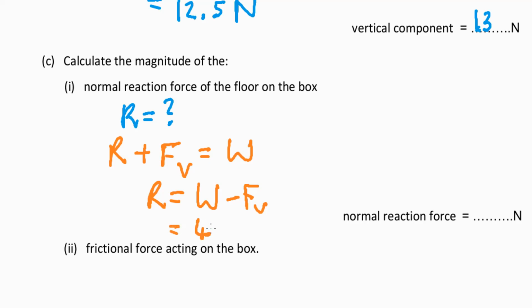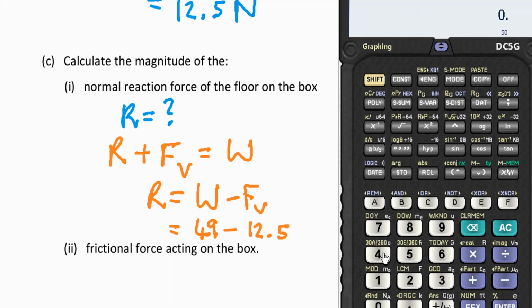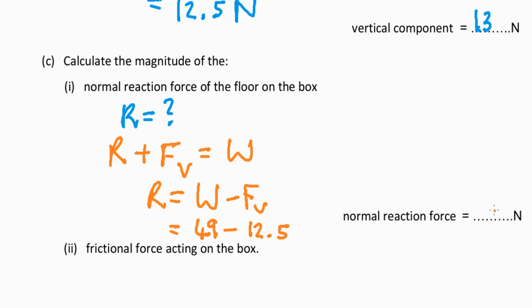W is 49 newtons and FV is 12.5. Let's see what that comes to. 36.5. Once again, with two significant figures, it will be 37 newtons.